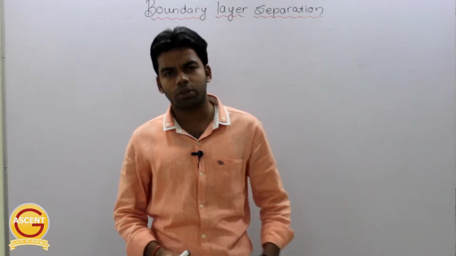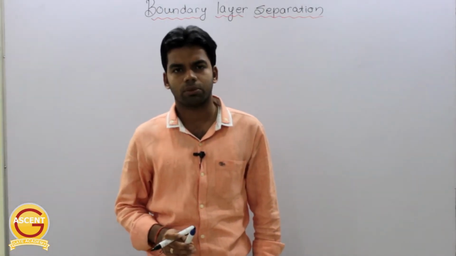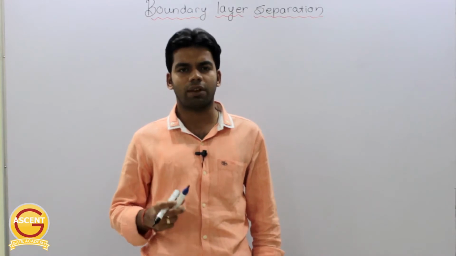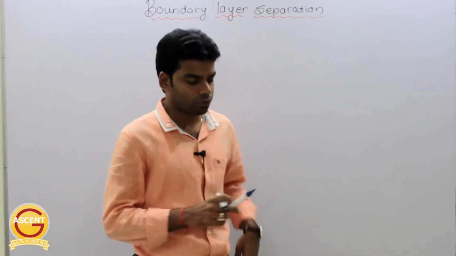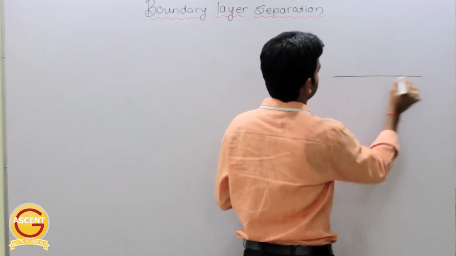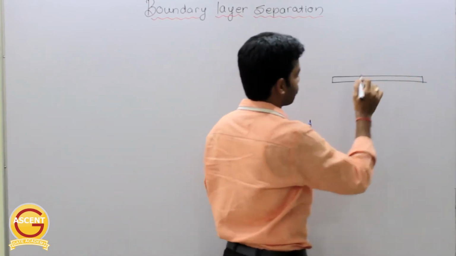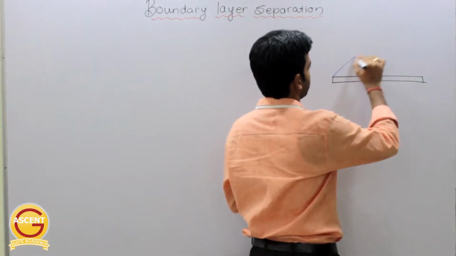Okay, so the next topic we are going to start is boundary layer separation. So what actually is this boundary layer separation? I have told you about what a boundary layer is and how it develops. We have seen that suppose we have a flat plate and an air stream flowing across it, so a boundary layer is developed.